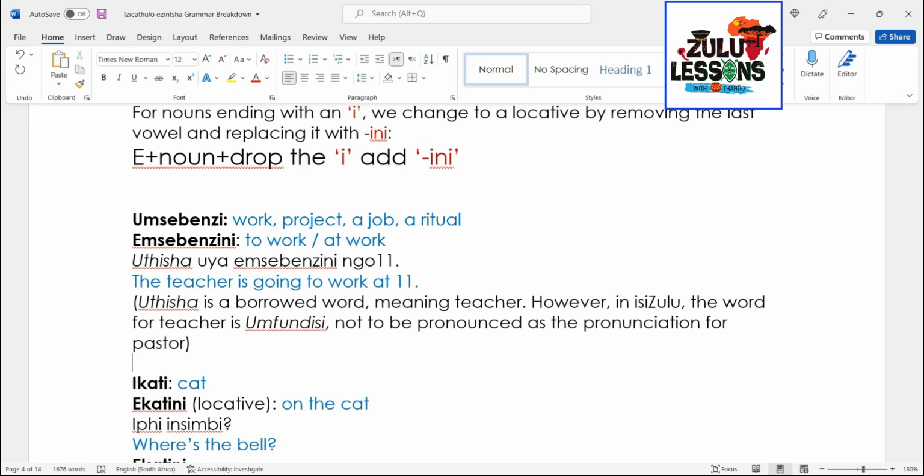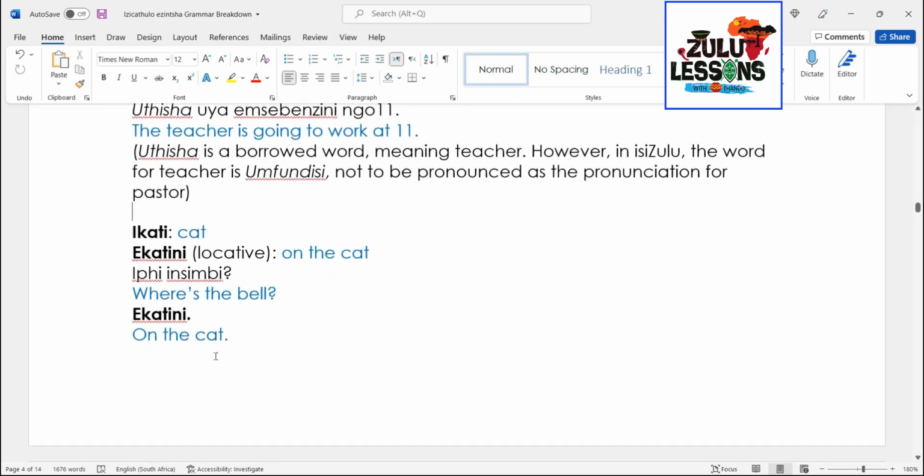Because when you are teaching someone, ufundisa. You can't say ngiyafundisa with an English sound. You see, we are not speaking isiZulu in English. So we will say ngiyafundisa. So that isa at the end that you hear there, we say the same way when we are saying a teacher or one who is teaching, umfundisi. So that is a teacher in isiZulu. But yes, the commonly used word is uthisha.